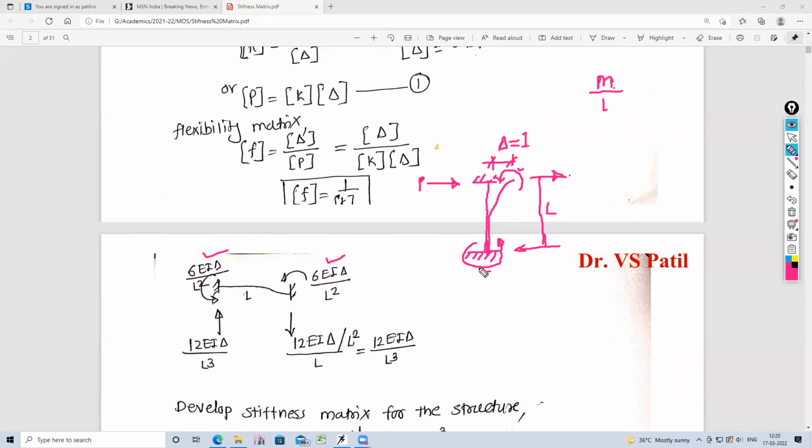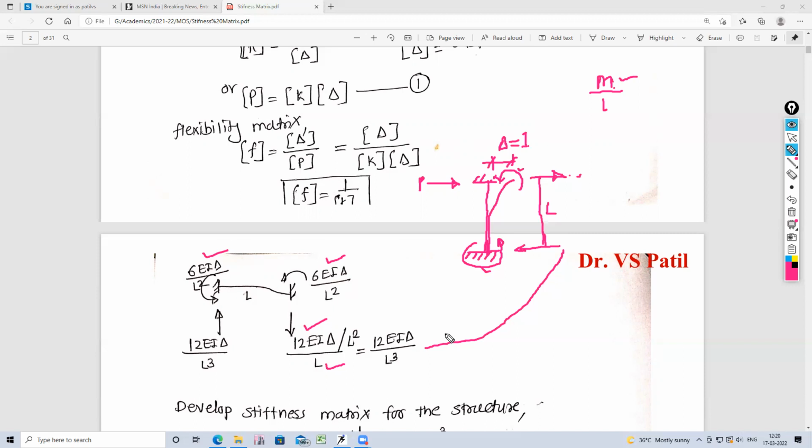So 6 EI and 6 EI will become 12 EI, just addition because the directions are the same. So it is 12 EI delta upon L square, the value of M, the imbalance moment, divided by L. So it becomes 12 EI delta upon L cube. This value is 12 EI delta upon L cube, and this value again 12 EI delta upon L cube. But in the case of stiffness, delta value is always 1. So what is the stiffness? 12 EI upon L cube.